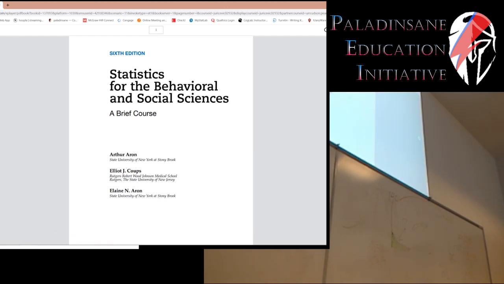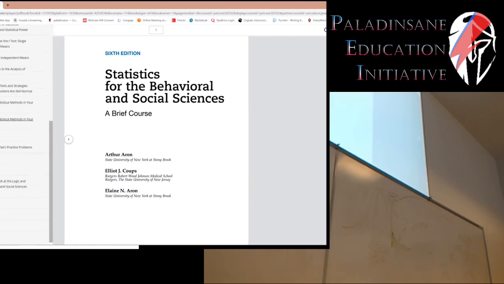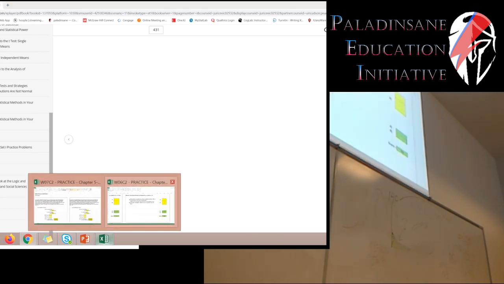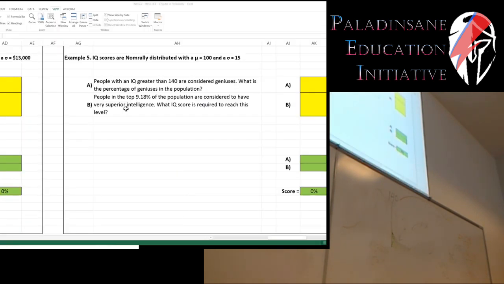All right, so that was the very long, start with a raw score and then get a percentage version of this. The other version is start with a percentage and get yourself a raw score. So that number there is associated with genius level IQ. The other question that we have is question B. We're starting with a percentage. People in the top 9.18% of the population are considered to have very superior intelligence.